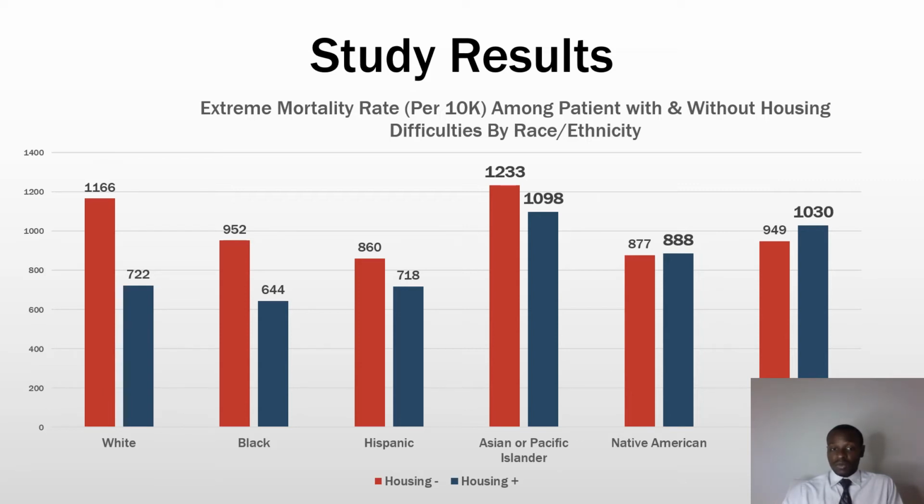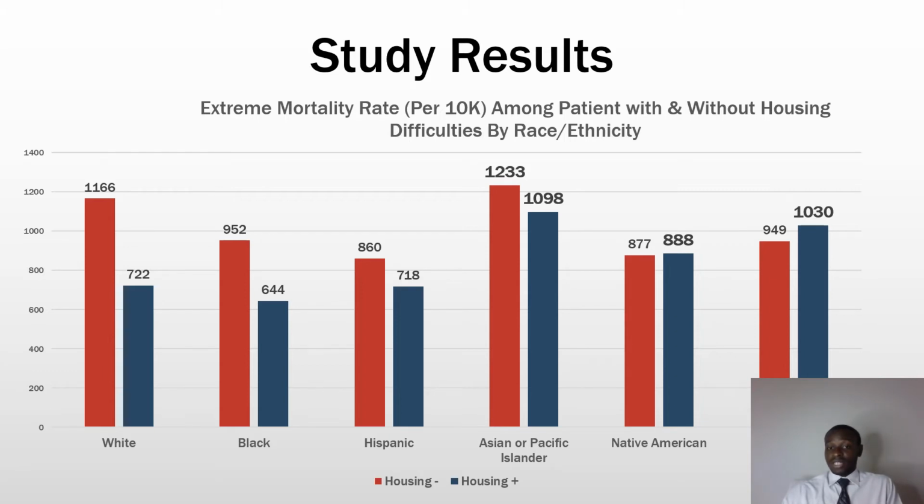When we look at the Black population, we are looking at, among individuals without any housing difficulties, a rate of 952 per 10,000 presentations compared to a rate of 644 per 10,000 presentations among individuals with housing difficulties. When we further look at the Hispanic population, we are seeing a rate among individuals without any housing difficulties at 860 compared to 718 per 10,000 presentations among populations with housing difficulties.